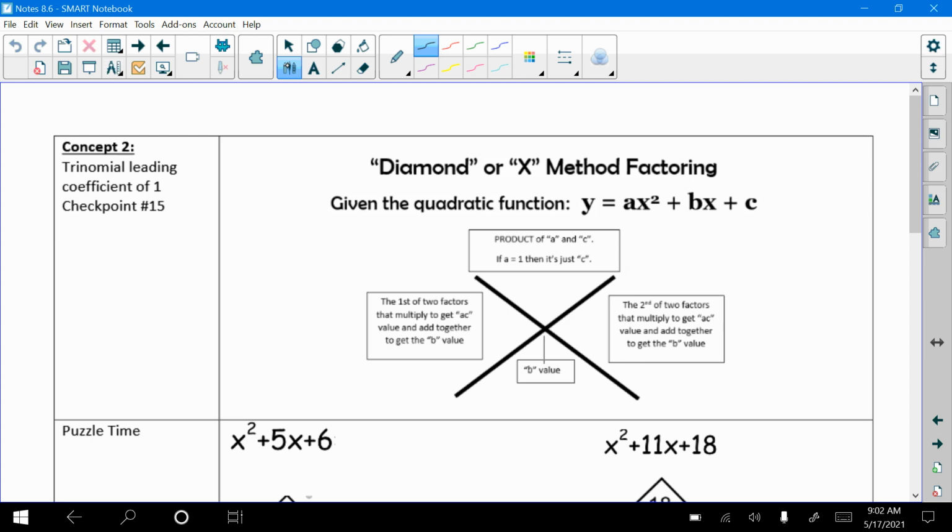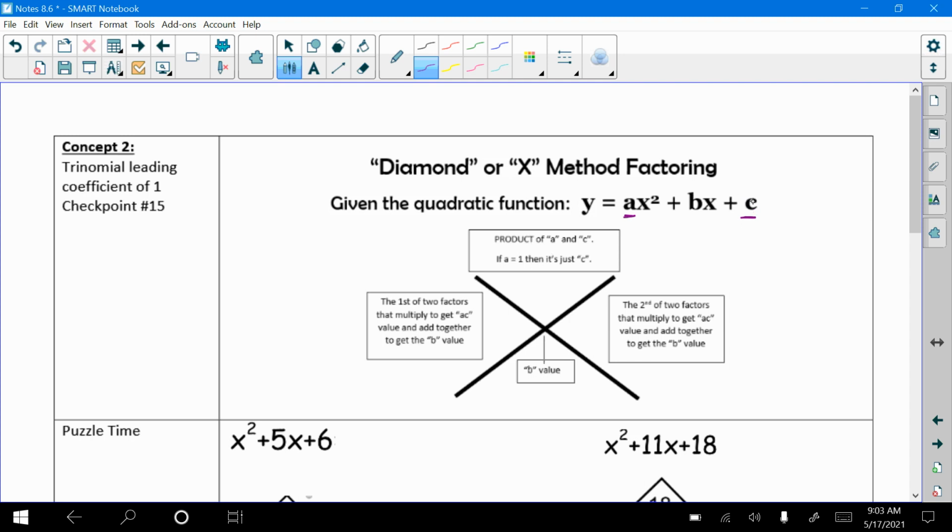Yesterday or the day before this, on concept 1, we talked about greatest common factors. Now you're going to be doing factoring trinomials, and I call it the X method. Basically, this is a little tidbit of what each thing means. If I give you a trinomial, like here's my puzzle time, if I give you an X, you're going to put the product of A and C up here in this top part.